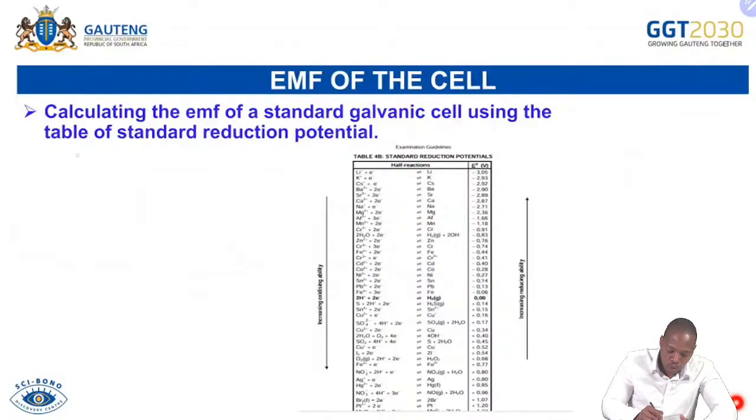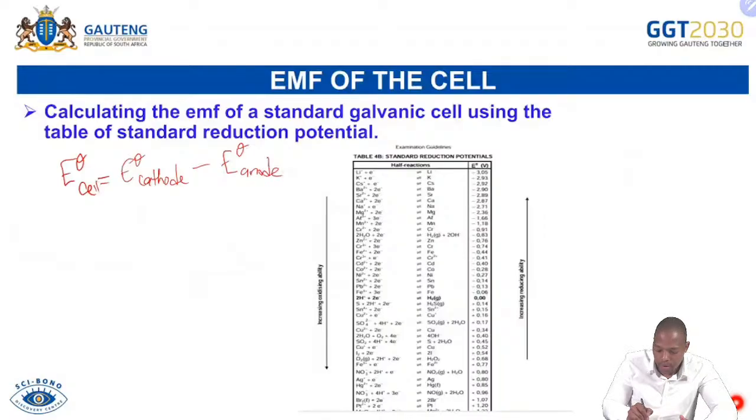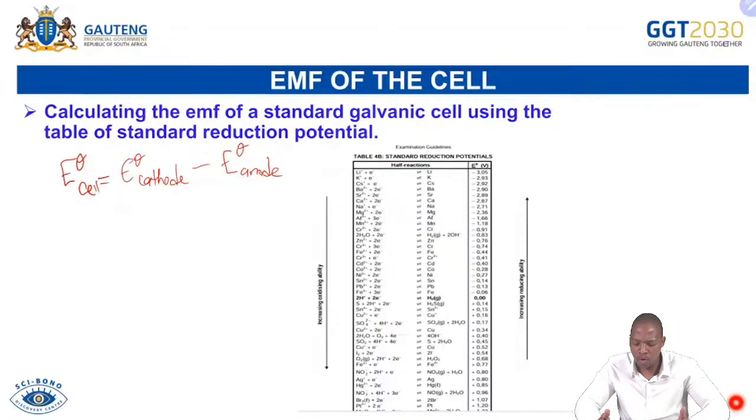And the formula goes as follows. E naught cell is equal to E naught cathode minus E naught anode. This could be E naught reduction minus E naught oxidation. It could also be E naught oxidizing agent minus E naught reducing agent. You will see that formula in the formula sheet.